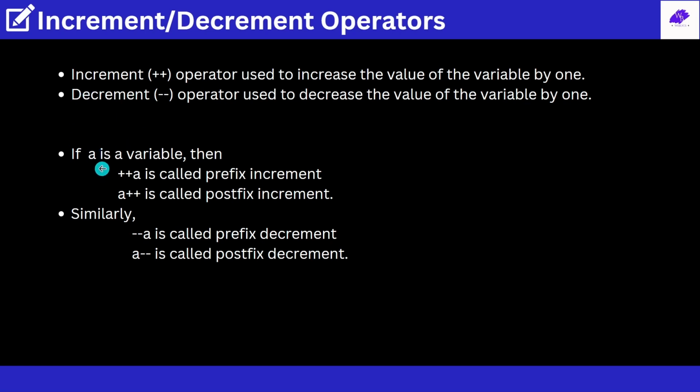So if a is a variable, then plus plus a is called prefix increment, and a plus plus is called postfix increment. Similarly, minus minus a is prefix decrement, and a minus minus is postfix decrement. So let's discuss all of these postfix and prefix increments and decrements in detail.